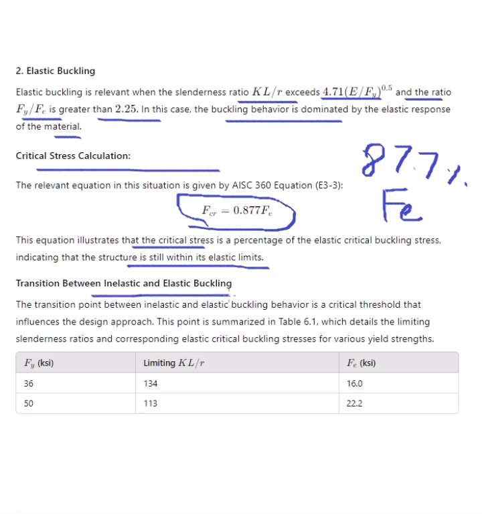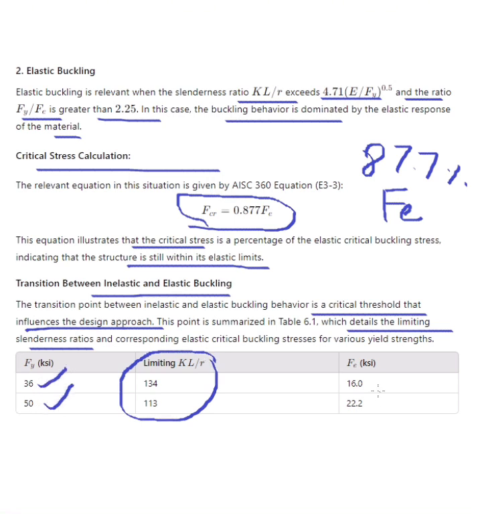Transition between inelastic and elastic buckling. The transition point between inelastic and elastic buckling behavior is a critical threshold that influences the design approach. This point is summarized in this table, which deals with the limiting slenderness ratio. Here you can see the limiting slenderness ratio for the yield value, and the elastic critical stress can also be calculated in this way.